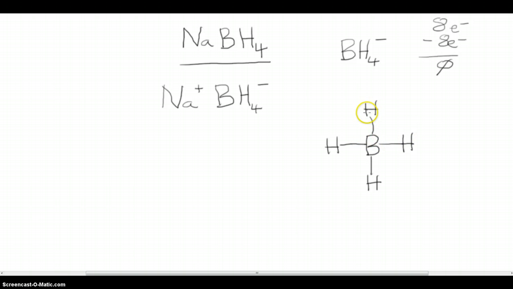Formal charges: each hydrogen, 1 valence electron minus 1 line is 0 for each. For boron, 3 valence electrons minus 3 lines, 0 dots is -1. So we have a -1 formal charge here. The sum of the formal charges is -1 and the charge is -1. Okay, that's good. Let's erase this formal charge.